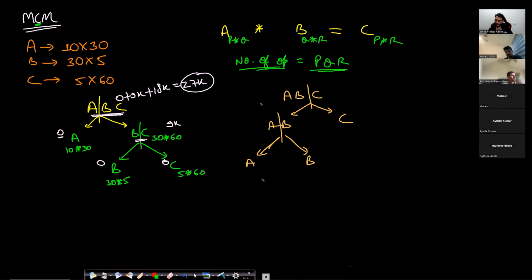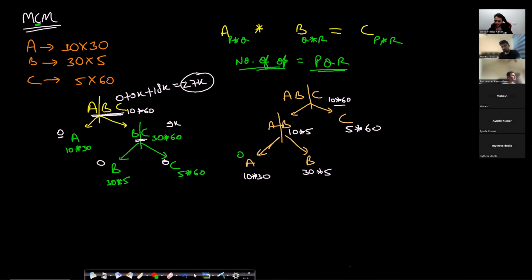If you calculate the dimension, A's dimension is 10 by 30, B's dimension is 30 by 5, C's dimension is 5 by 60, and AB's dimension will be what? 10 by 5, right? And this dimension will be 10 by 60. It has to be the same at the end. The answer will also be the same. It will not be affecting the answer.